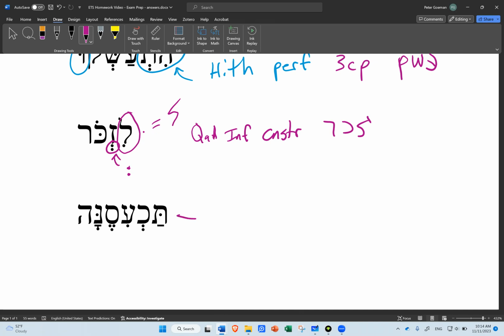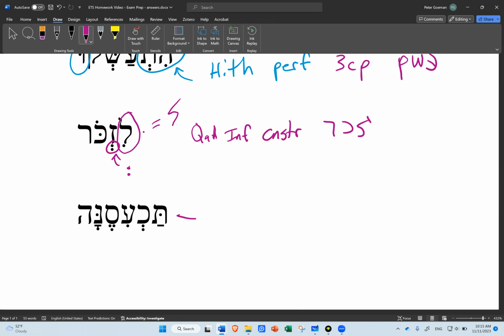All right, then again, we're going to run through the system here and say, okay, let's see, is it perfect or imperfect? Or is there anything that would communicate it's a participle? How would we tell if it's a participle? A mem prefix communicates a non-Qal participle. If it has an o class vowel between the first and second letter, that would be a Qal participle.